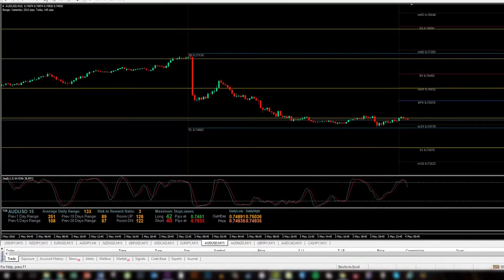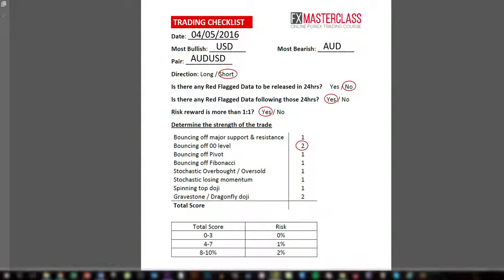So the next thing you have to do is determine the strength of the trade with your technical analysis. Now firstly, is it bouncing off any major support resistance levels? Now you should have plotted this on the 4-hour chart, and I've already had mine plotted. But as you can see, when I was entering the trade, there are no lines around here, so I know that it's a no. Is it bouncing off a 00 level? Now you can see over here, so make sure you circle the number 2.